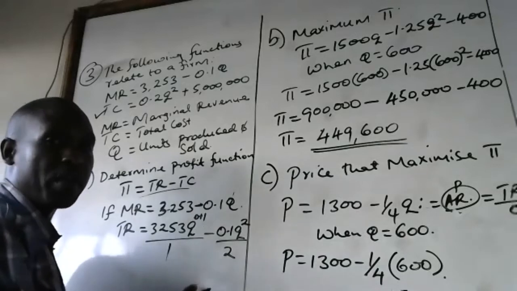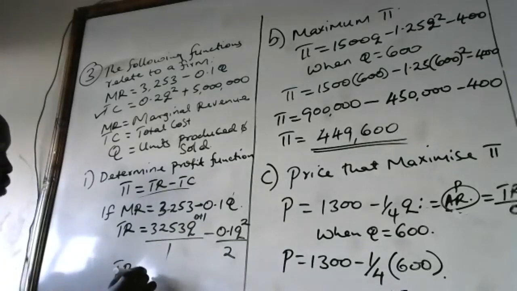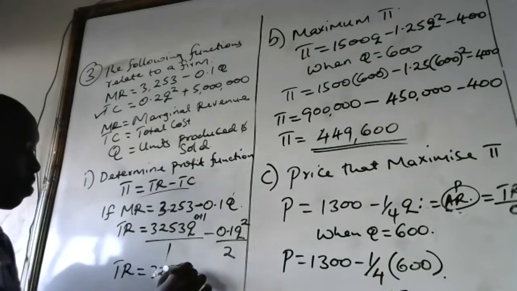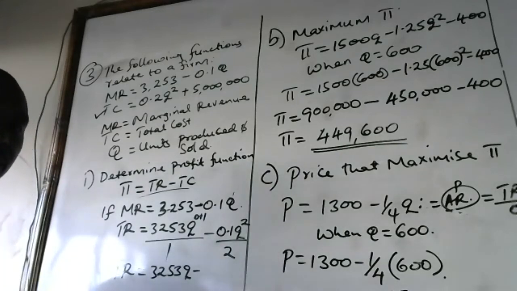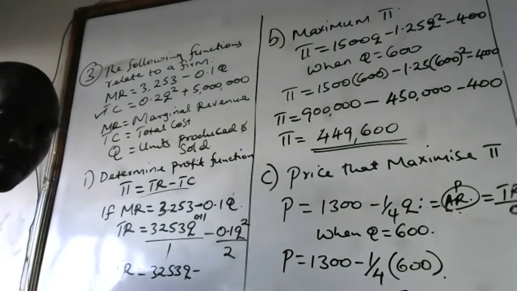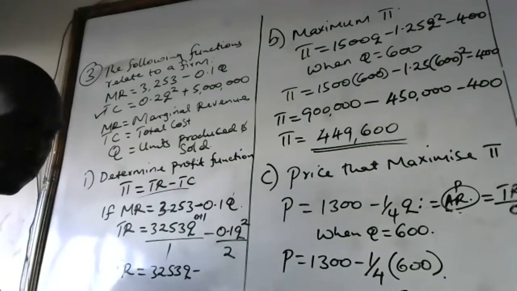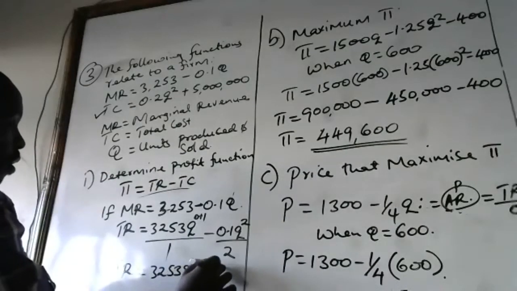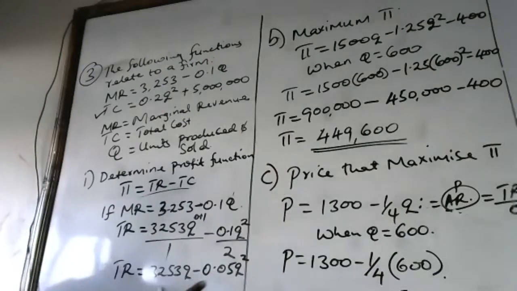But in this case, when we are doing the application, we don't put plus C. We leave it at that point. So we realize that the total revenue is going to be equal to 253Q, power one over one does not have any effect, minus, what is 0.1 divided by 2? Yes, somebody, 0.1 divided by 2. 0.05Q squared. And that is the total revenue.